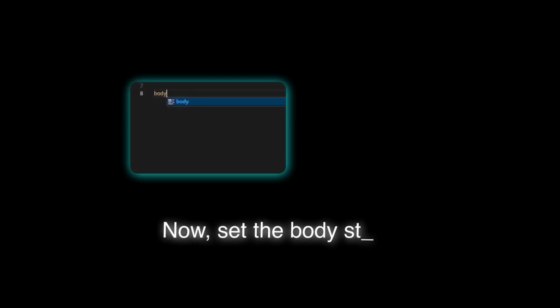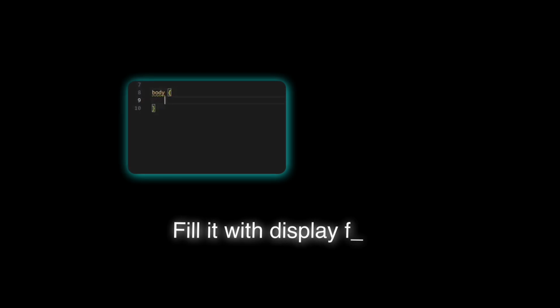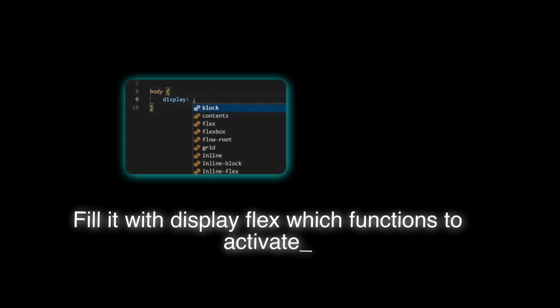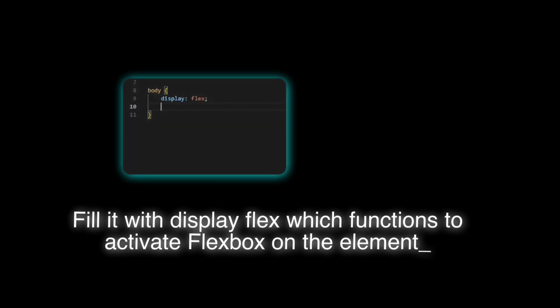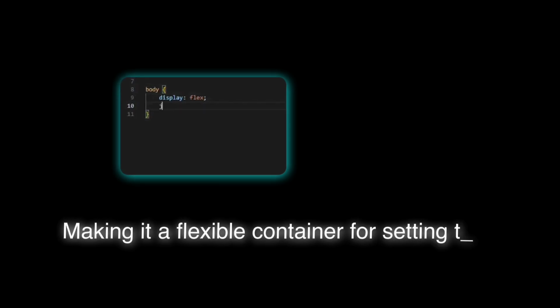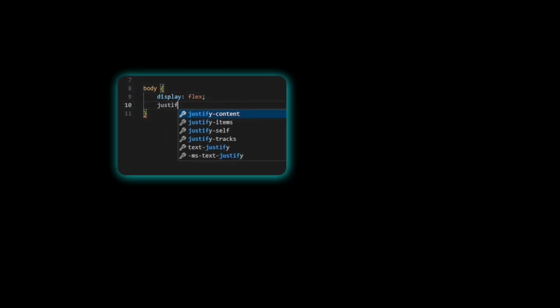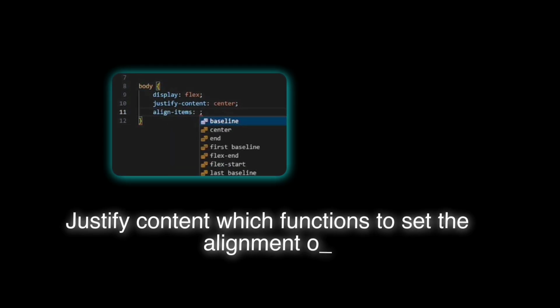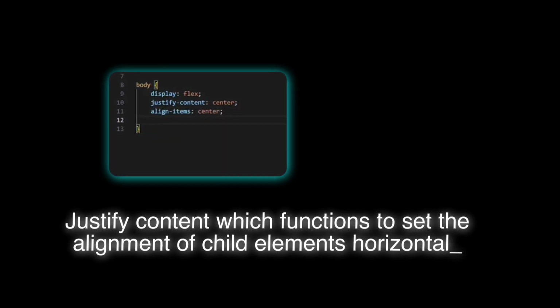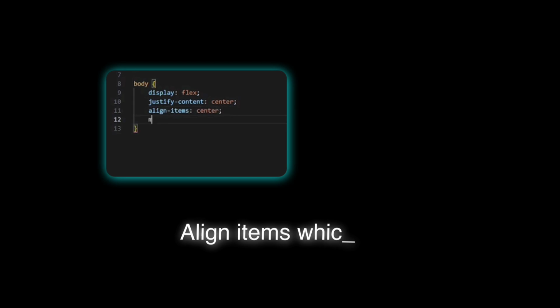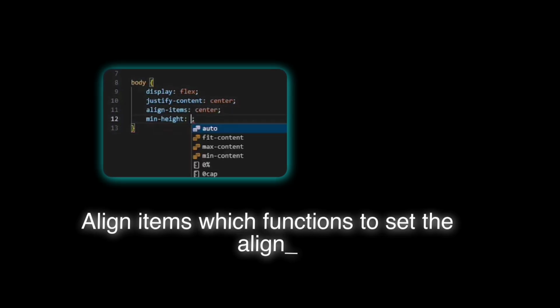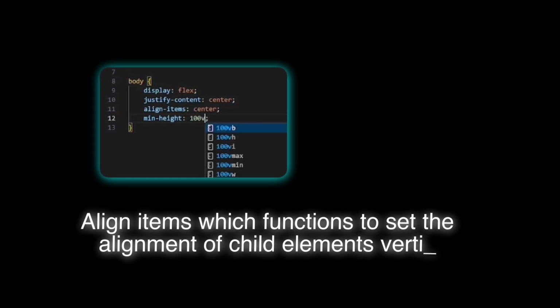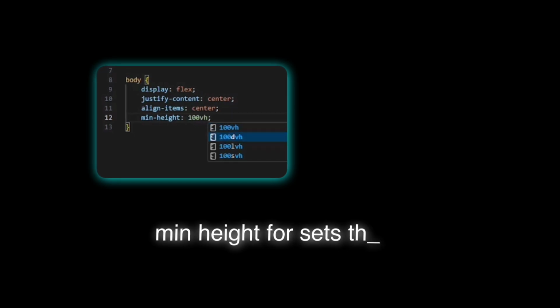Now set the body style. Fill it with display flex, which functions to activate flexbox on the element, making it a flexible container for setting the layout of child elements. Justify content sets the alignment of elements horizontally. Align items sets the alignment of elements vertically. And min-height sets the minimum height for an element, and background sets the background color.